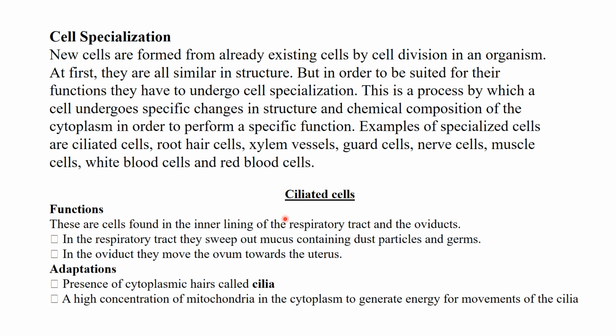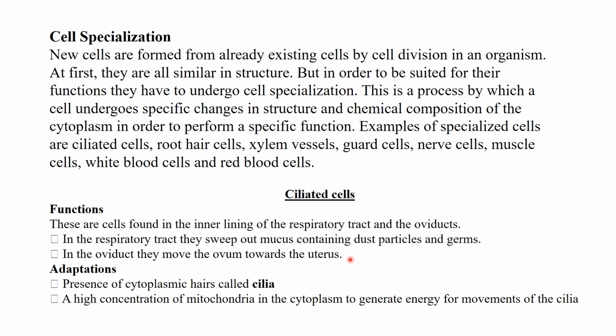So what is this ciliated cell? These are the cells that are found in the inner lining of the respiratory tract and also in the oviduct. What do they do? In the respiratory tract, they sweep and trap dusty particles. That's what the ciliated cell does. What of in the oviduct? In the oviduct, they move the ovum towards the uterus.